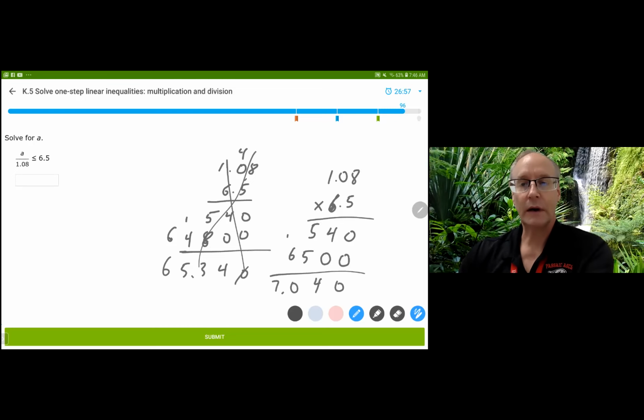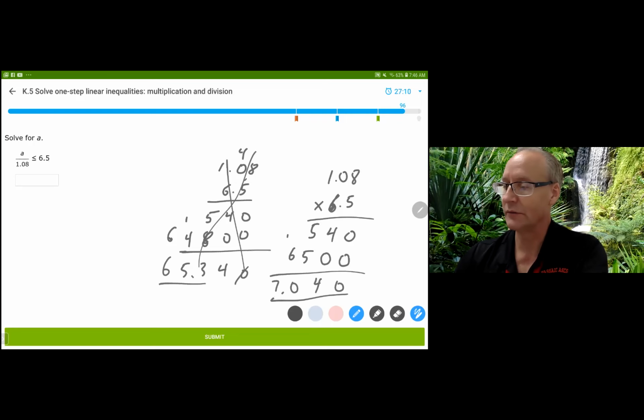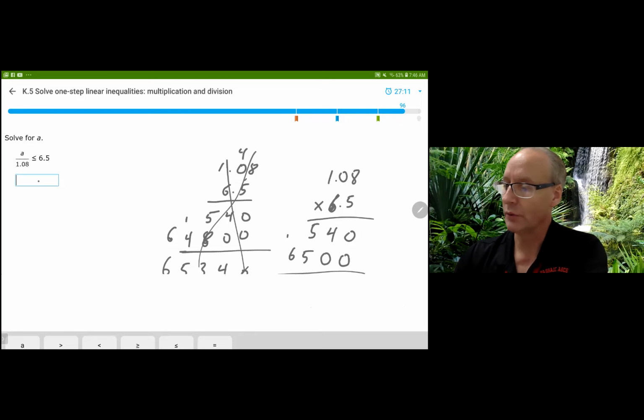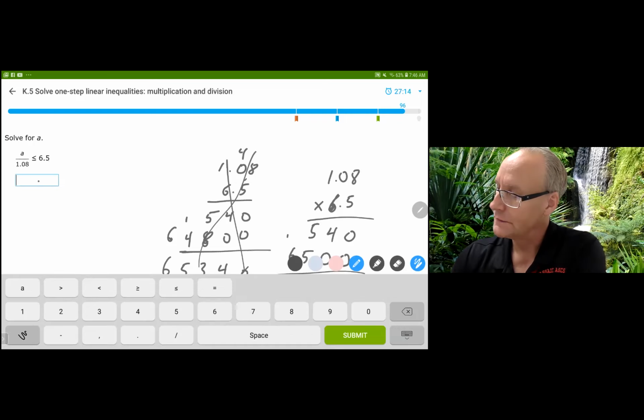Now, this is where estimation comes in handy. When I estimated 6 times 1, or a little more than 6 times 1, I definitely did not get 65. I got something a little bigger than 6.5, which is 7.04. So that's what I'm going to put in. 7. Almost did it again. A is less than or equal to 7.04. There we go.